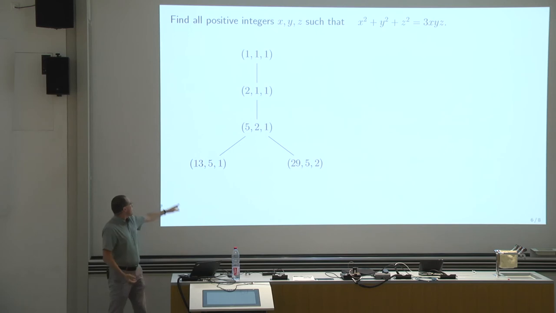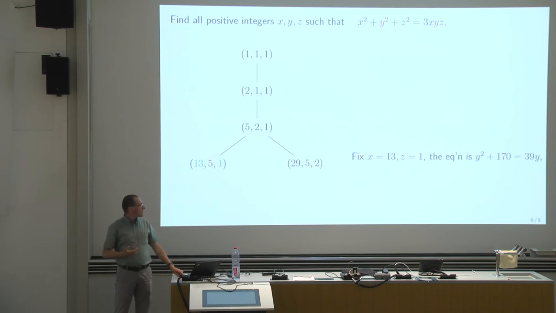Now, okay, so if I fix 5 and 1, we go back. But you can fix, of course, 13 and 1. The equation becomes an equation for y. Y squared plus 170 is equal to 3 times 13 times y, 39y. Absolutely. Bring everything to the left. See, the numbers get bigger. But it doesn't make it harder to find the second root of the equation because you always know one of the roots. What is one of the roots? One root is 5. y1 is equal to 5. The second root is very easy. What is it?